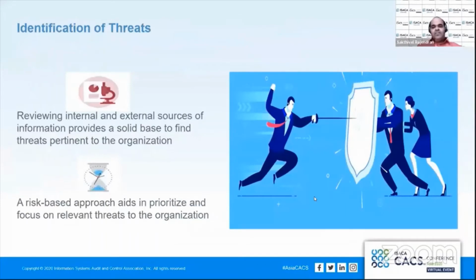So when we build a threat profile using the different sources, it helps to define the relevant threats to the organization. Once the relevant threats to the organization from a strategic perspective are defined, then a risk-based approach helps in prioritizing the relevant threats, which is very important, and take a focus on the appropriate remedial action. So this is about the strategic approach.